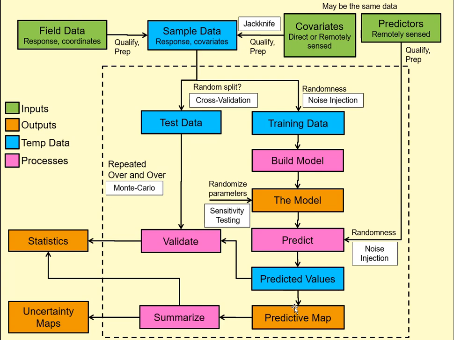Then you create a predictive map, summarize your results, and then output your final statistics. And you can also do uncertainty maps if we repeat this process over and over again. Now, repeating this over and over again and introducing some randomness is going to be called Monte Carlo. We'll talk more about that.